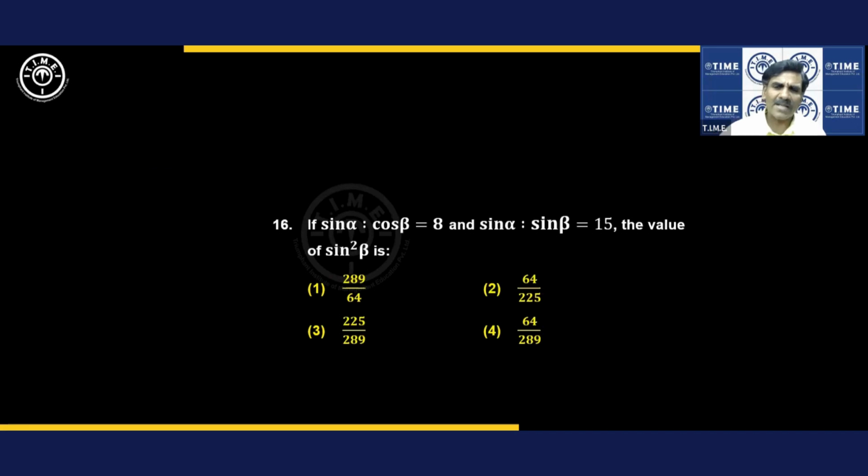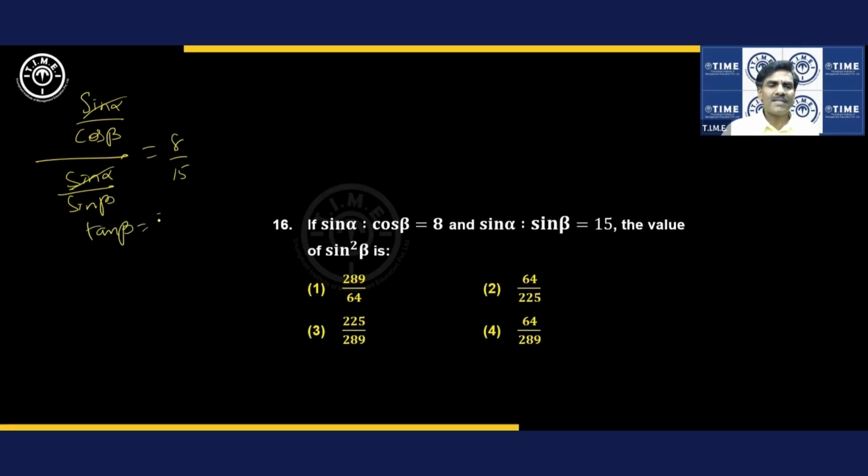If sin alpha by cos beta is equal to 8 and sin alpha by sin beta is equal to 15, then find the value of sin square beta. So consider sin alpha by cos beta, dividing this by sin alpha by sin beta. The right hand side will be 8 by 15. On the left hand side, sin alpha cancels, and sin beta goes to the numerator. It will become tan beta is equal to 8 by 15.